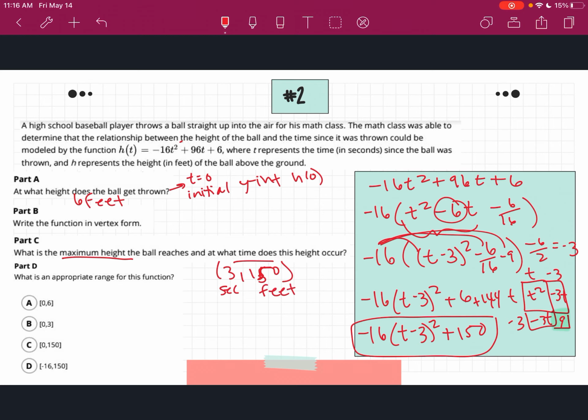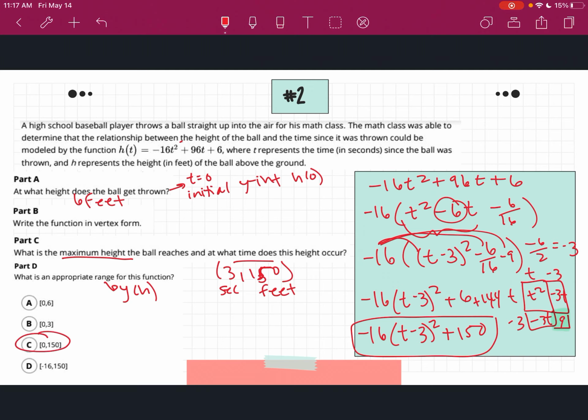That's what that means. All right, and then part D, what is an appropriate range for this function? Remember, range is talking about all of the outputs, the y values there. So in this case, the h values, okay? What's an appropriate range? So here the correct answer was C, 0 to 150.